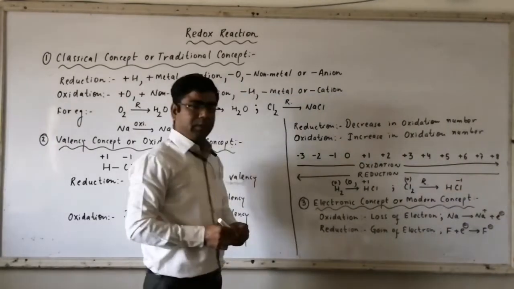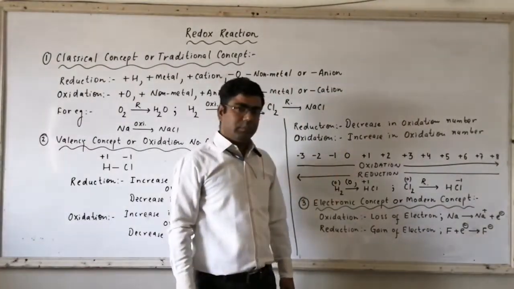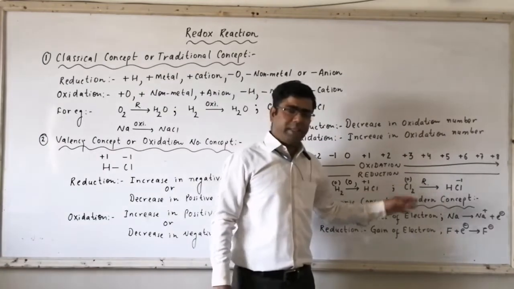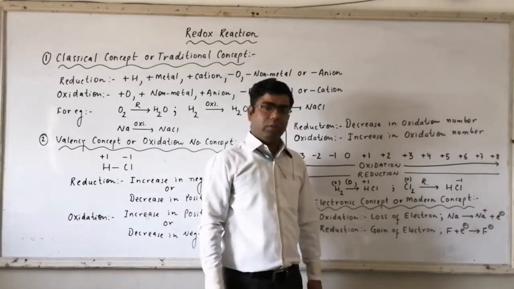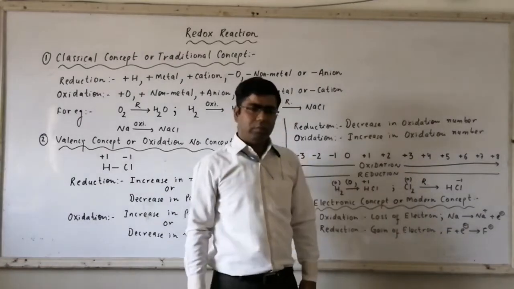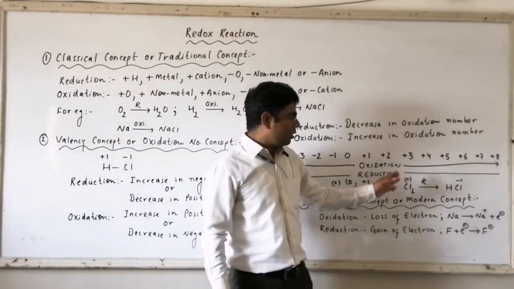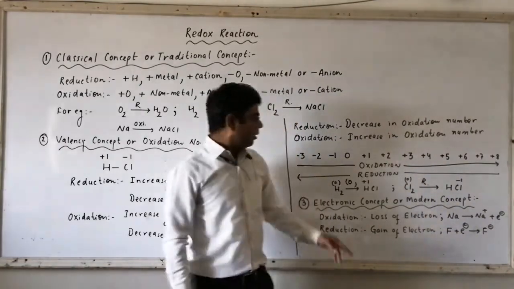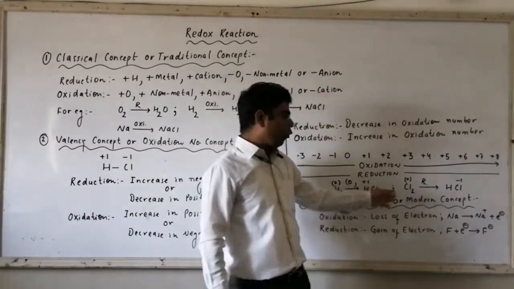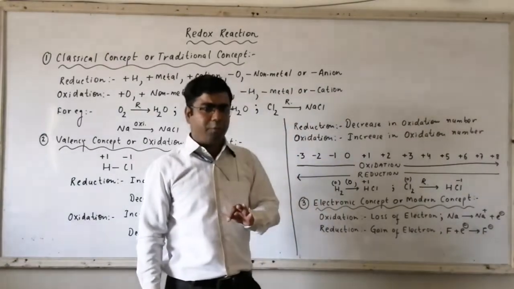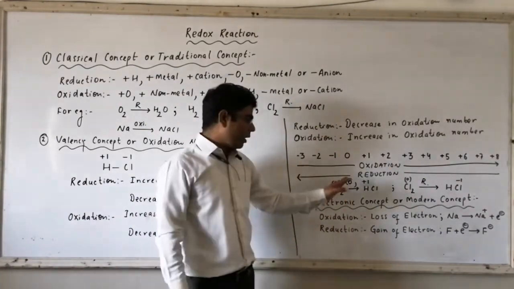On the other side, Cl2 is the free state for chlorine. OS will be 0. So Cl2, when converted to HCl, the OS of Cl changes from 0 to -1. 0 to -1, this is a decrease in OS. So when Cl2 forms HCl, this is called reduction of chlorine, while when H2 gets converted to HCl, this is called oxidation of hydrogen.